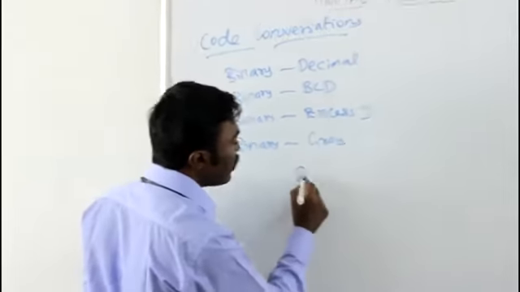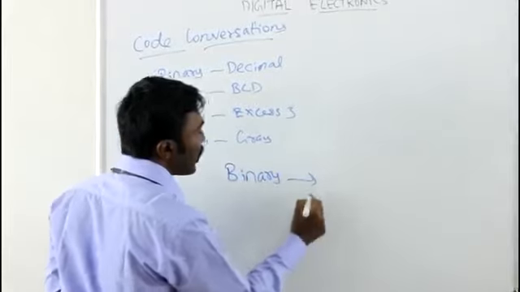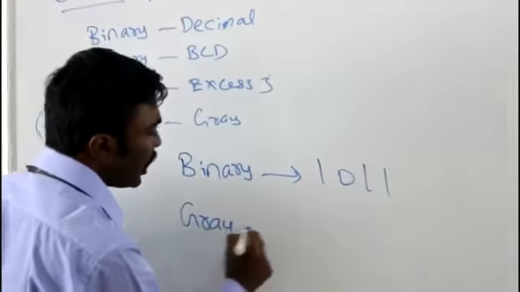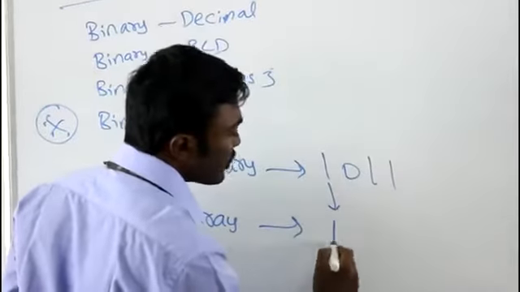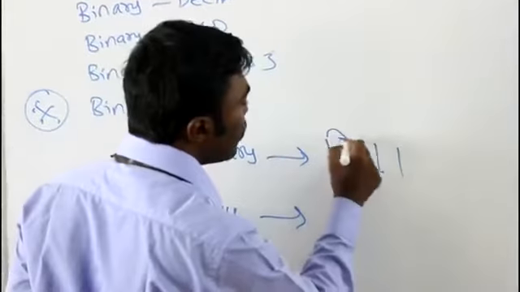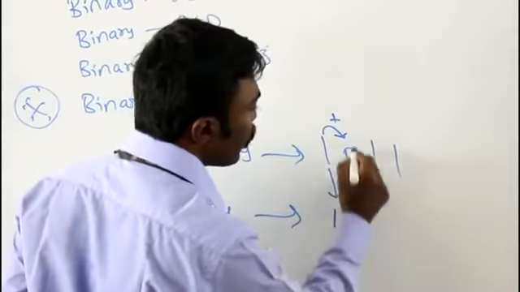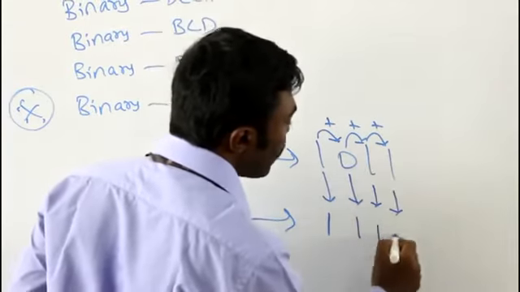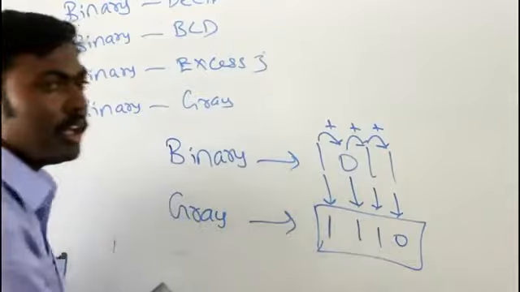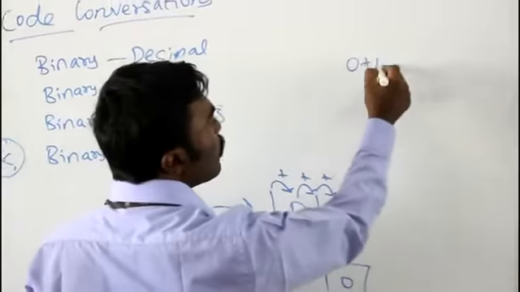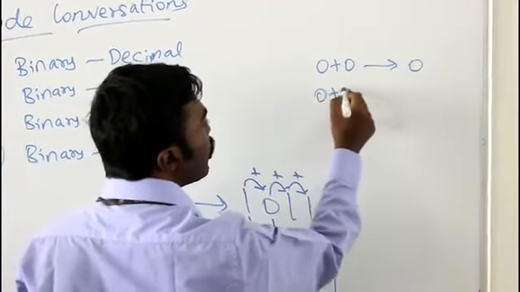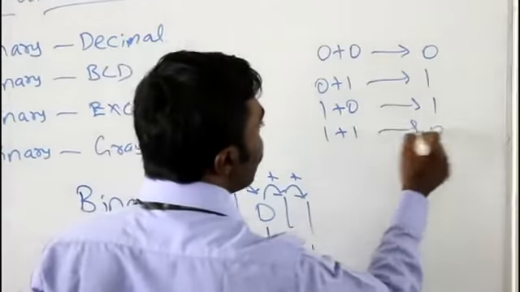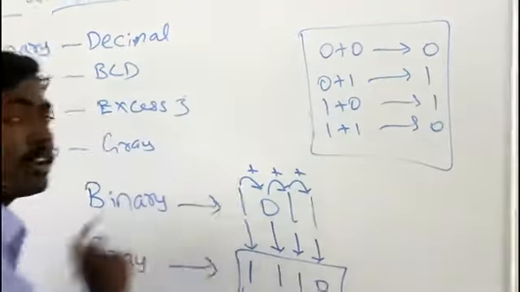Let's see one example of how a binary value gets converted into gray. I am taking 1011 as a binary value and converting it into gray code. The first 1 stays as such, as 1. Then 1 plus 0 gives 1, 0 plus 1 gives 1, and finally 1 plus 1 gives 0. So this is the converted code. Let's see the truth table. 0 plus 0 gives 0, 0 plus 1 gives 1, 1 plus 0 gives 1, and 1 plus 1 gives 0. This is the truth table for the code conversion.